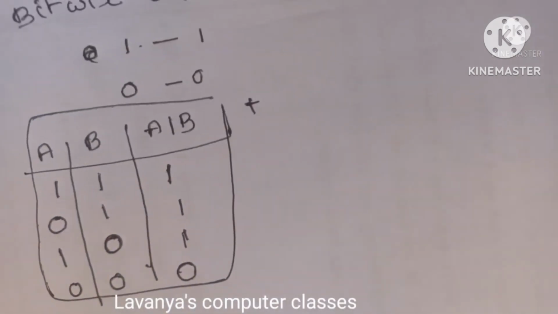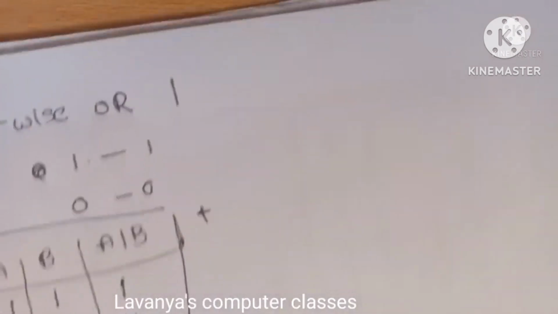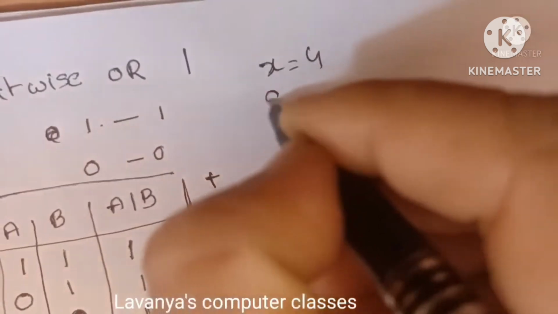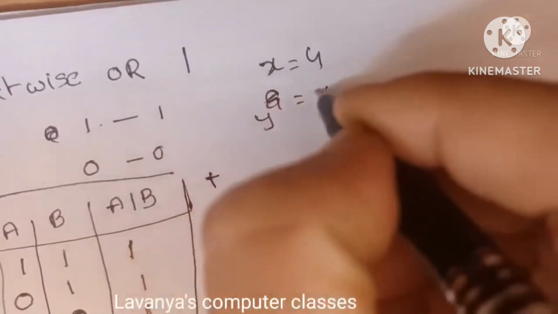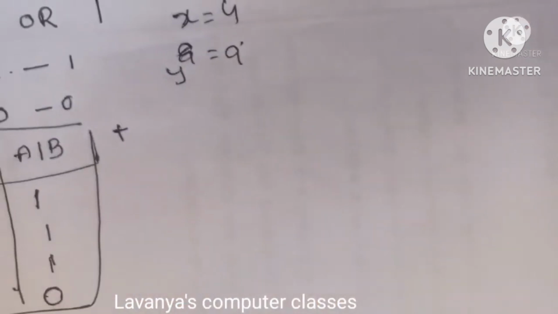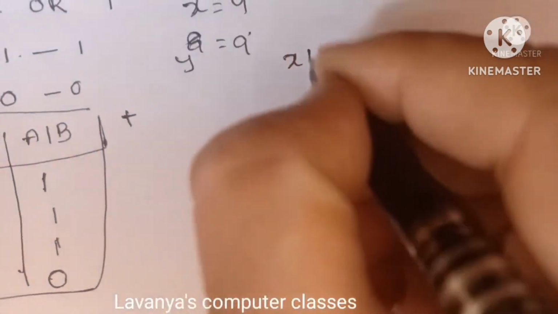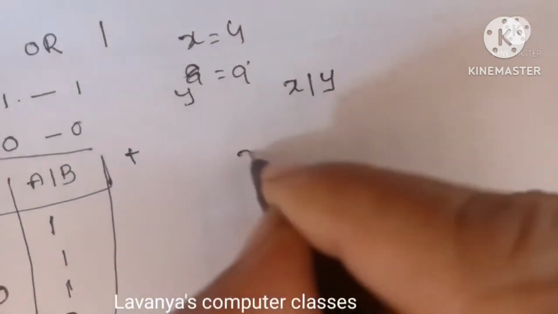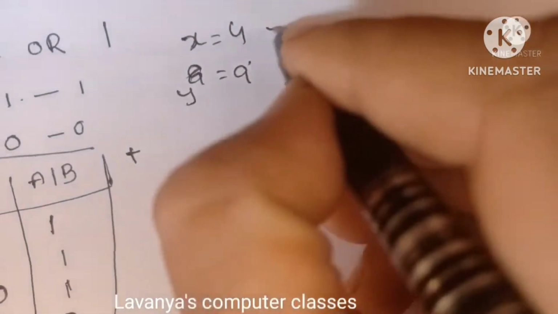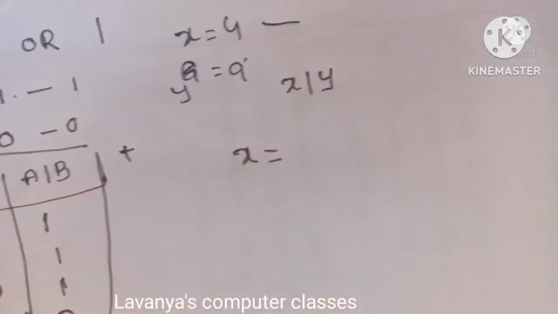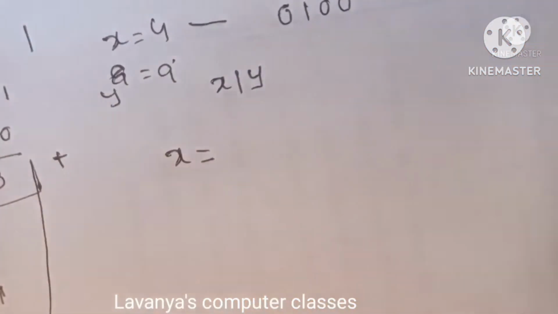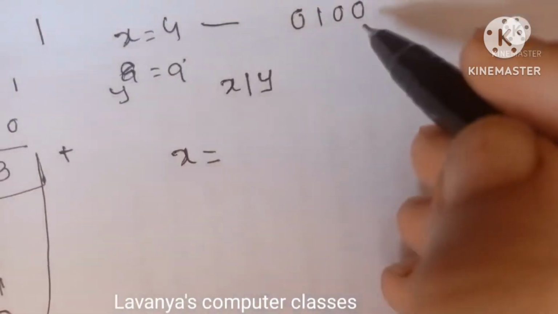Now we'll give the working with an example. Bitwise OR operator. For example, x is equal to 4, y is equal to 9. Now I need x OR y. How do we calculate x OR y? First, x is equal to 4 is converted into binary numbers, by dividing by 2. The number here is 0 1 0 0. So this is the binary number of 4.